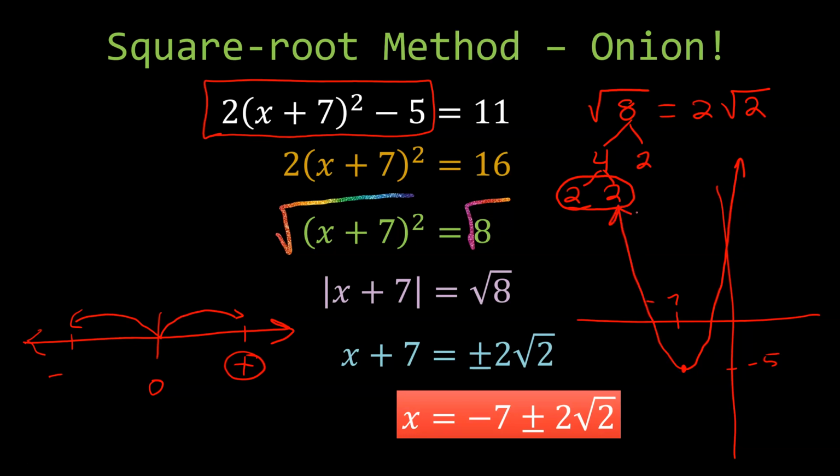Okay. On the right-hand side, y equals 11 is a horizontal line. So if that is a horizontal line, it is going to cross the parabola in 2 places. So you can see now that there are 2 solutions.